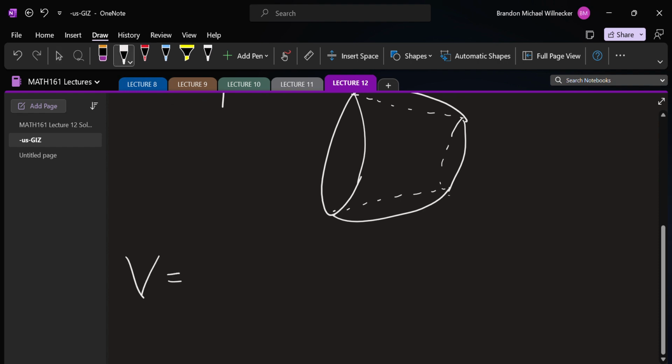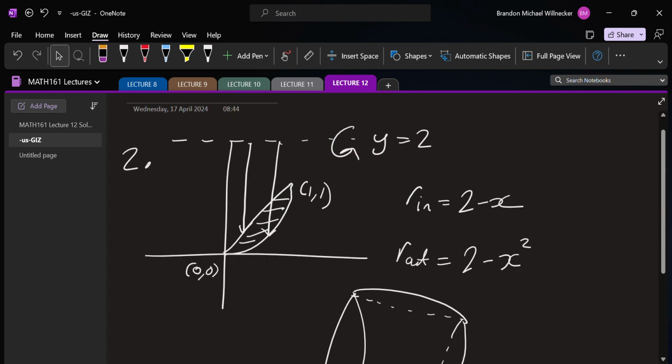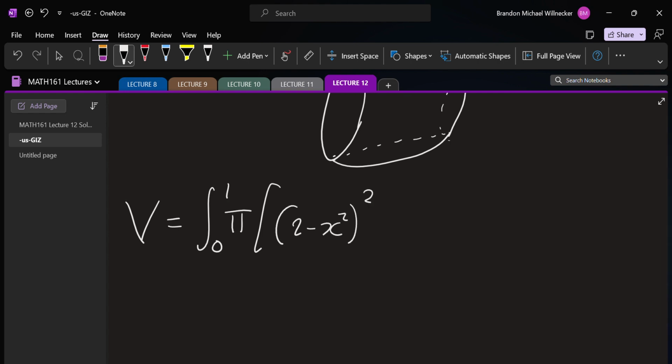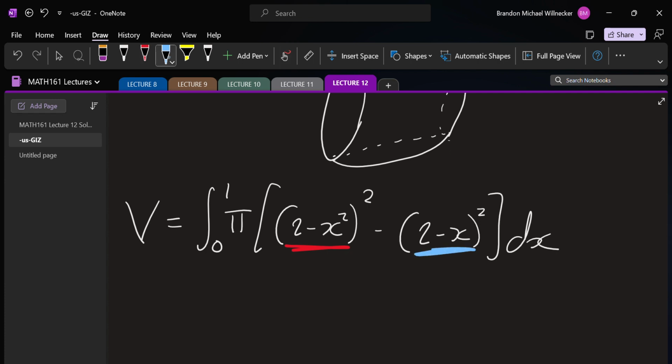Okay, so the volume, that's going to be the integral from 0 to 1, same limits as before, because those are the same intersection points there. So we're going to have pi r out squared, so that's 2 minus x squared, all that squared, minus r in squared, that's 2 minus x, all of that squared. So all of this in red, that's r out, and then this in blue here, that's r in, and again, all of that squared.